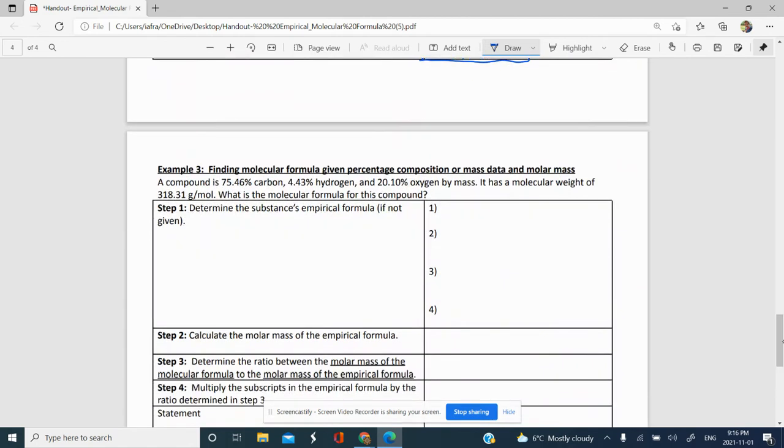So we have to do our percent to mass, and that's by assuming 100 grams. And so when you do that, you get C, 75.46 grams. You get H, 4.43 grams. You get O, 20.10 grams. Then we have to go from mass to moles.